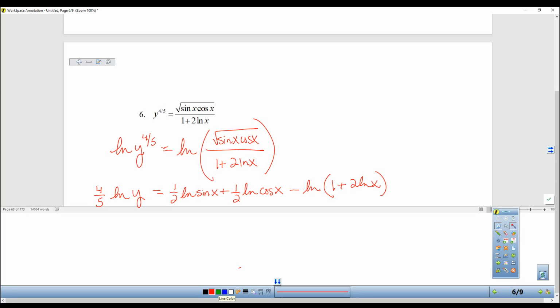Now we can actually take the derivative. That would become 4/5 times 1 over y times y prime is equal to 1/2. Now this is my u. So the derivative of the natural log of u is 1 over u times the derivative of u. Now this is my u. So I take the derivative 1 over u times the derivative of u.